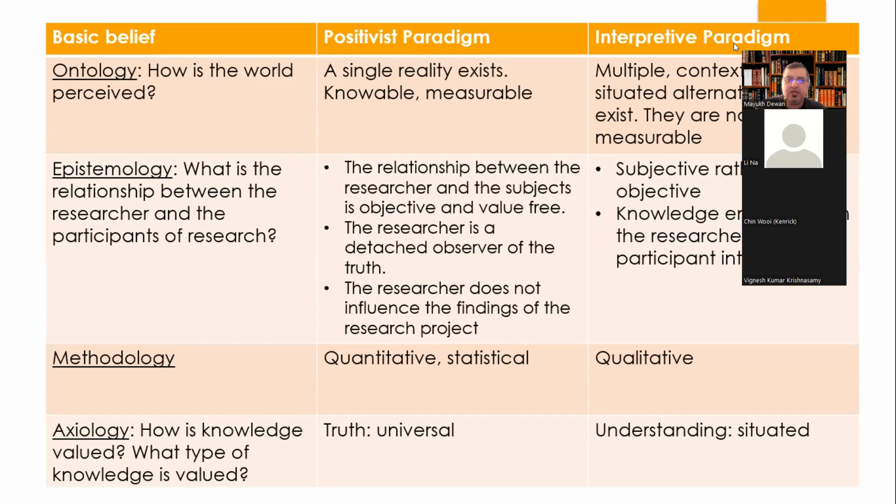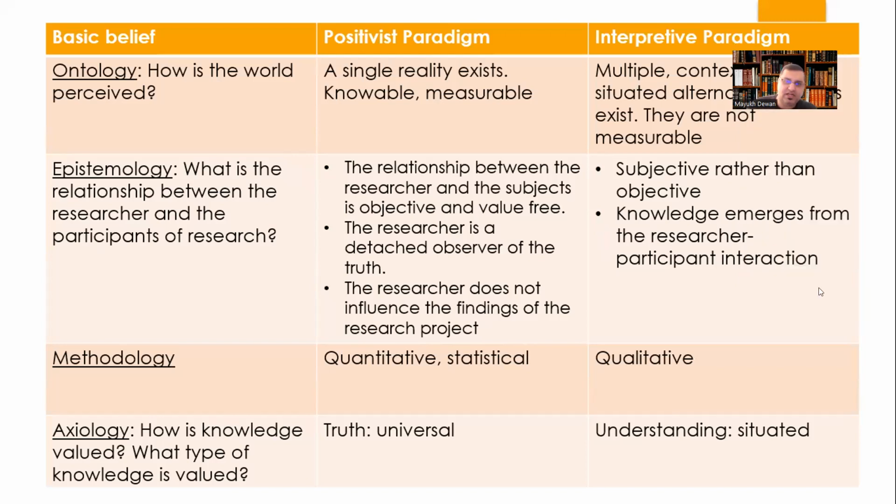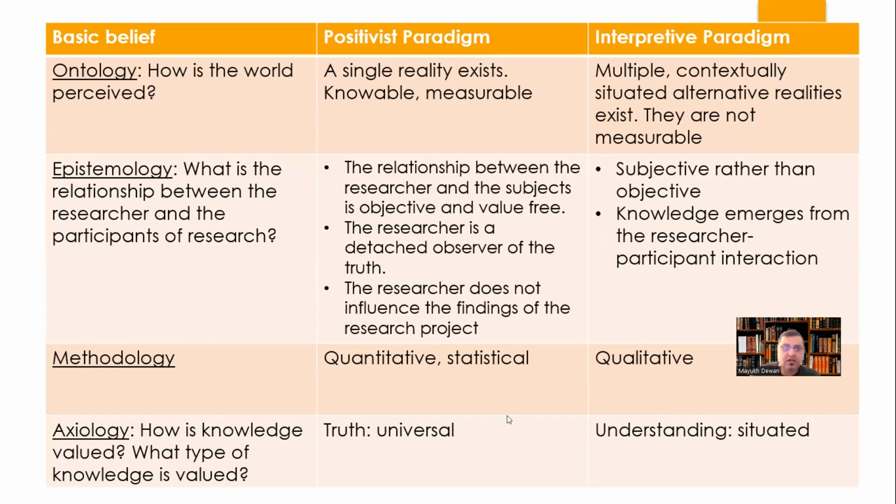I want to show you this. The basic difference between qualitative and quantitative. Ontologically means how the world is perceived, how we see the world. So positivist people and interpretivist people, these are the two differences. A positivist person is usually a quantitative person who believes that a single knowledge exists. Reality is singular.